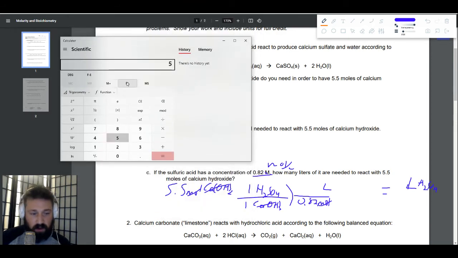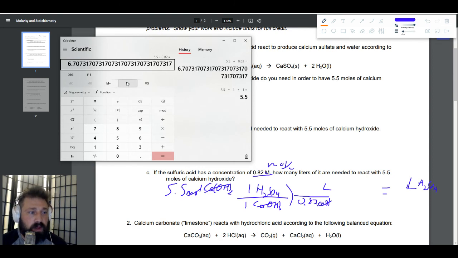So 5.5 times 1 divided by 1 times 1 divided by 1, and then divide by 0.82, and we get about 6.7 liters of sulfuric acid. And so this is how we can go about doing our stoichiometry and then carrying it on and moving to molarity.